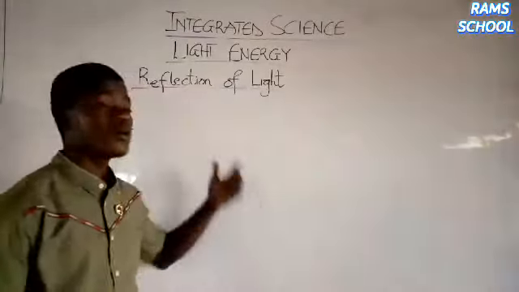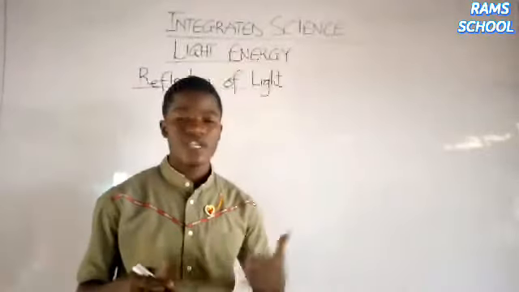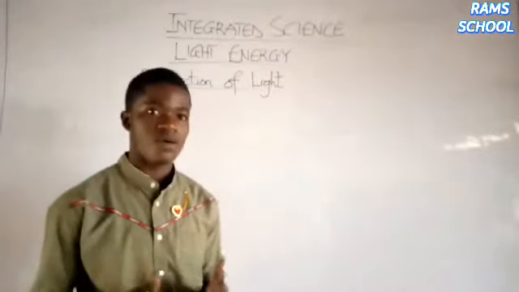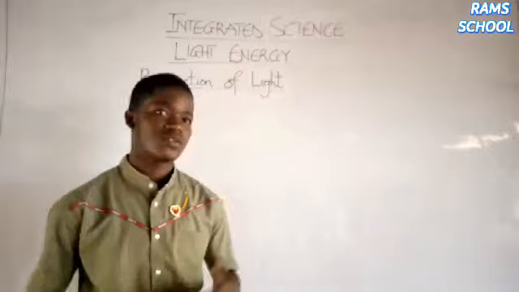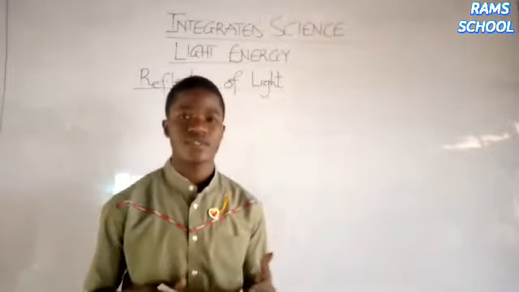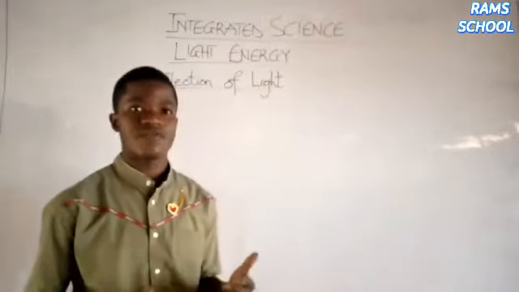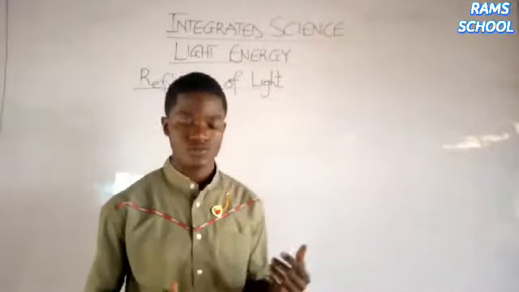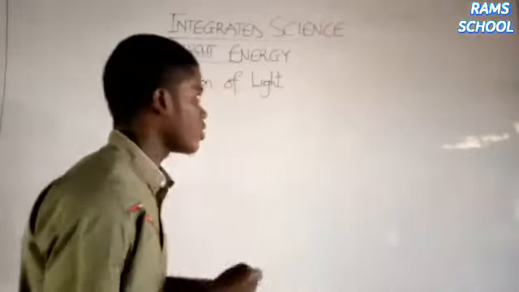When we talk about reflection of light, it refers to the bouncing back of light rays when they strike a smooth or polished surface. An example of a polished surface is a plane mirror. So I'll put it on the board.